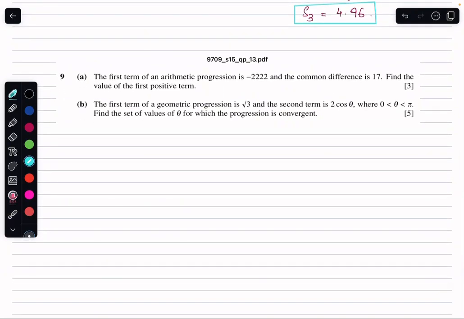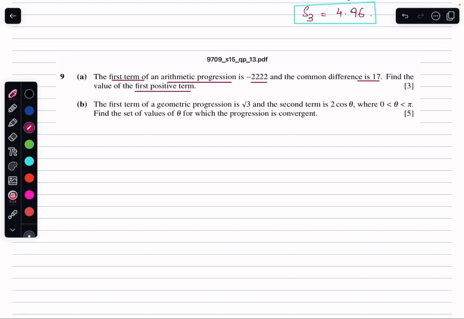So the next question that we are going to solve is from summer 2015, variant 3, paper 1, question number 9. The first term of an arithmetic progression is negative 2222, and the common difference is 17. So find the value of the first positive term. For the first positive term, we should know that the term value needs to be greater than 0.